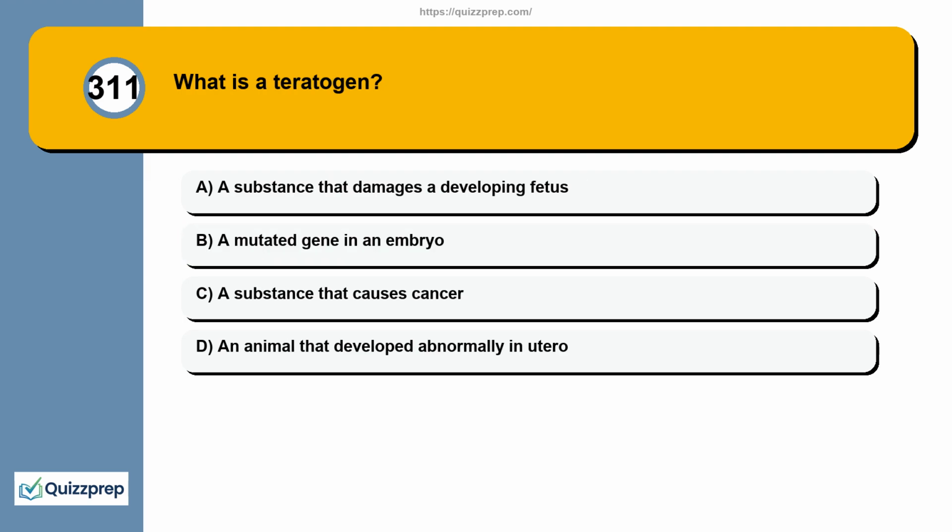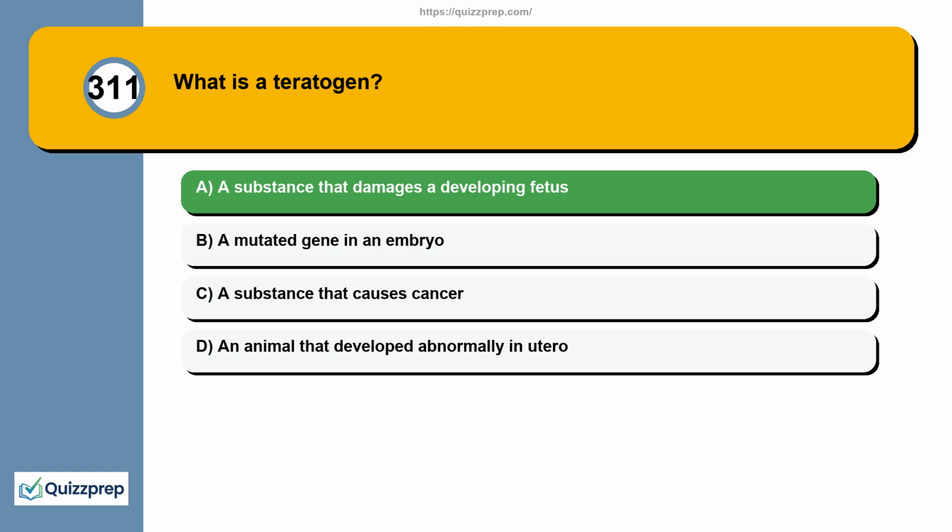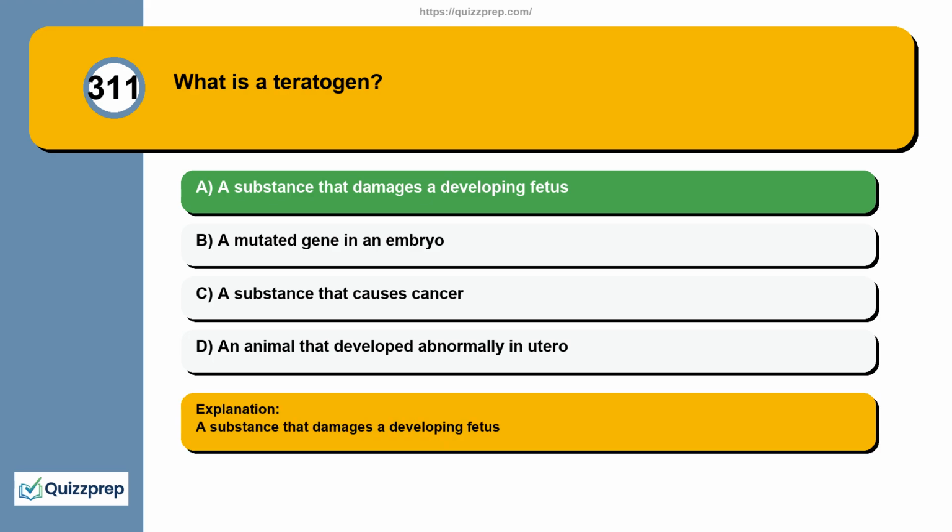Question 311. What is a teratogen? Option A, a substance that damages a developing fetus. Option B, a mutated gene in an embryo. Option C, a substance that causes cancer. Option D, an animal that developed abnormally in utero. The correct answer is option A, a substance that damages a developing fetus.